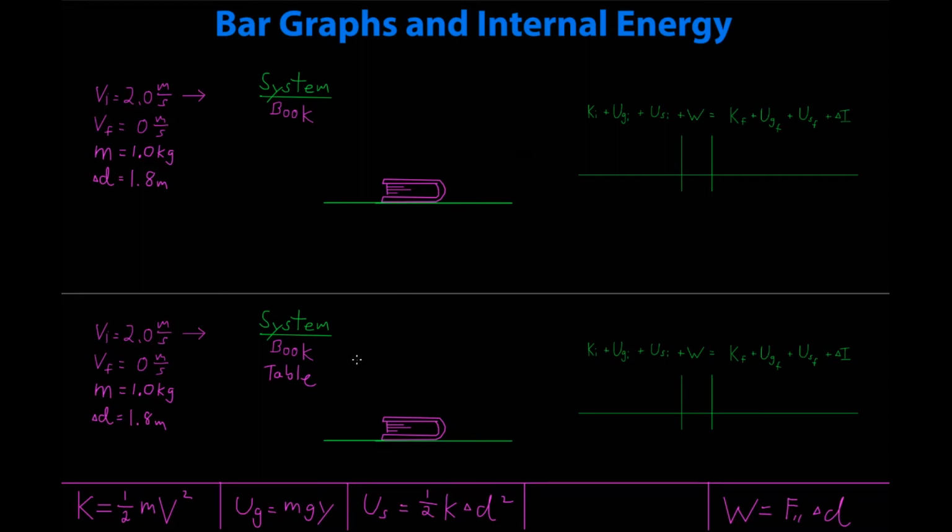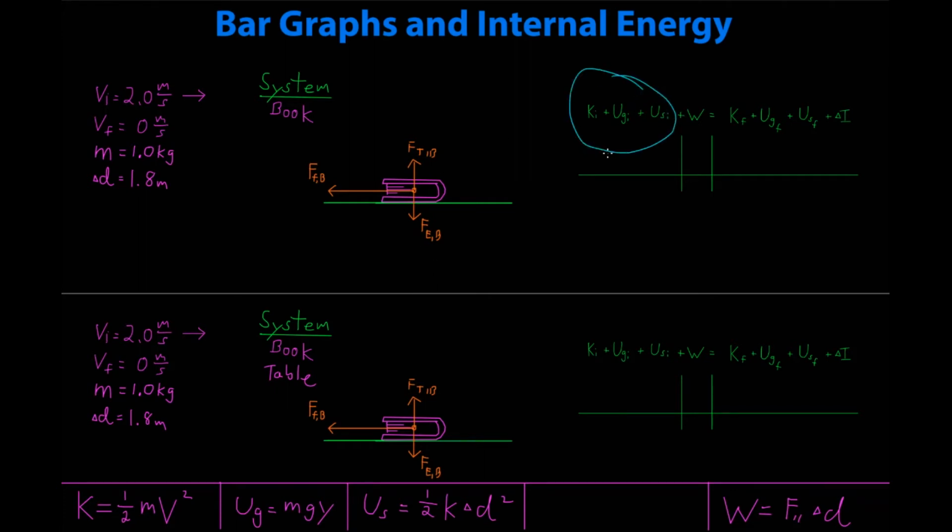In the second situation, everything is exactly the same except for one difference. In this case, my system also includes the table that the book is touching. In both cases, the force diagrams would be identical: force of earth, force of table on book, which is the normal force, and the frictional force, which slows the book down to a stop. Now, here is the order I recommend you create your bar graph in.